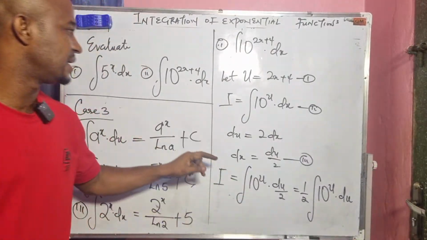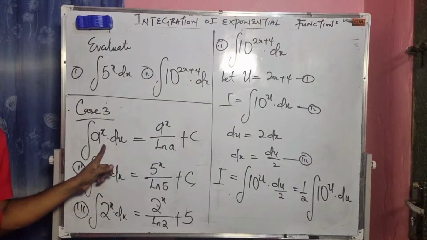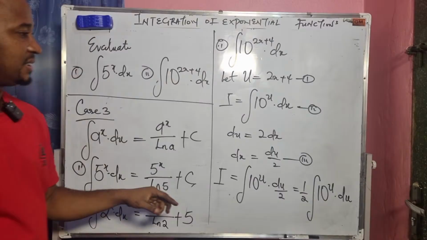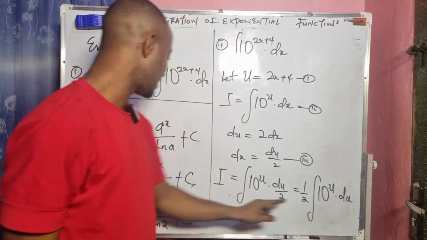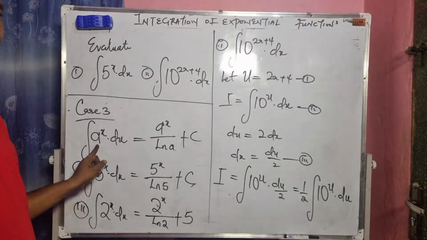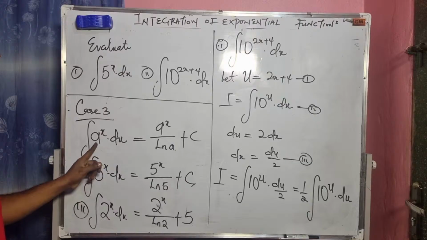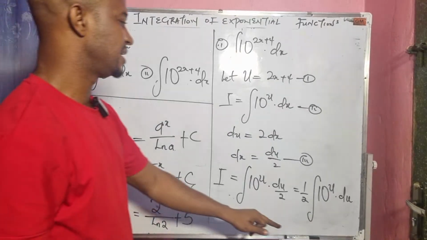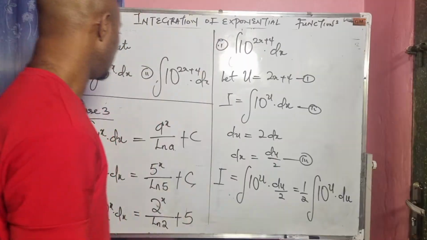So what we are doing here is to convert the whole of this to look exactly like this function. Then I can now integrate this. You can see that I've been able to convert this to look exactly like it. So this and this are now similar to each other. But don't forget that we say that the integral of a to the power of x dx is a to the power of x divided by ln a. Then that means here will be 10 to the power of u divided by ln 10.